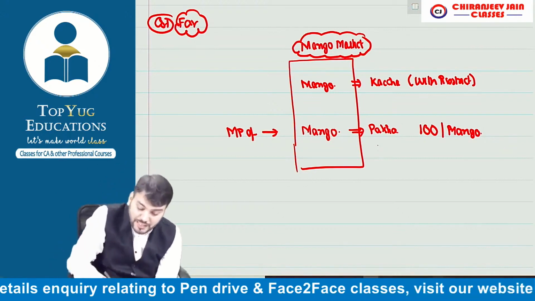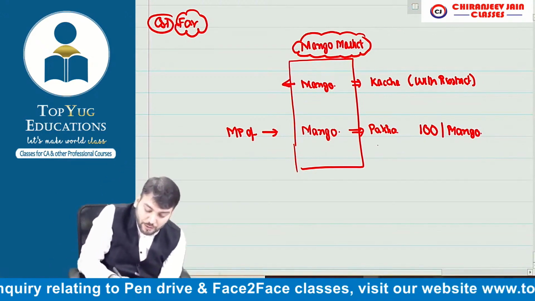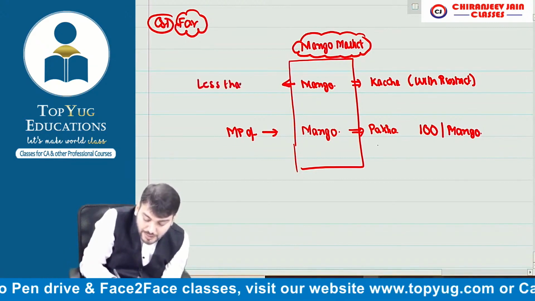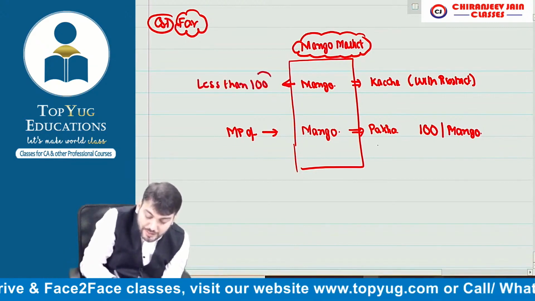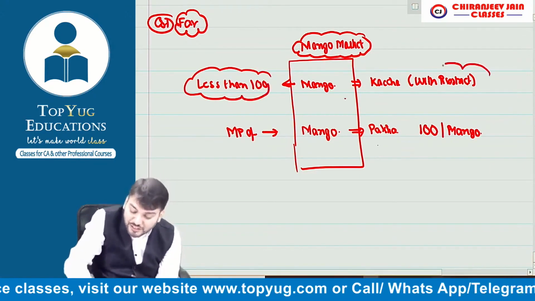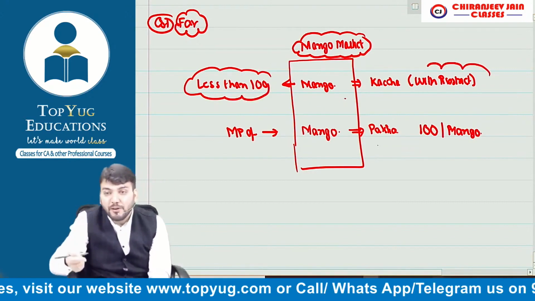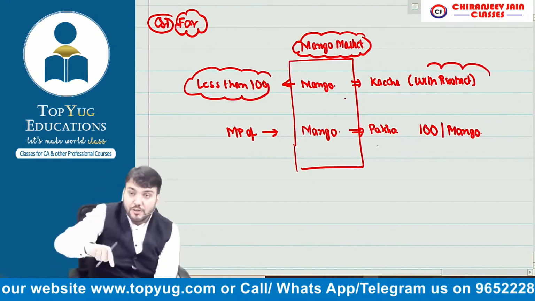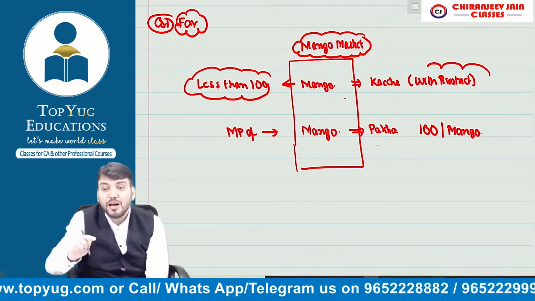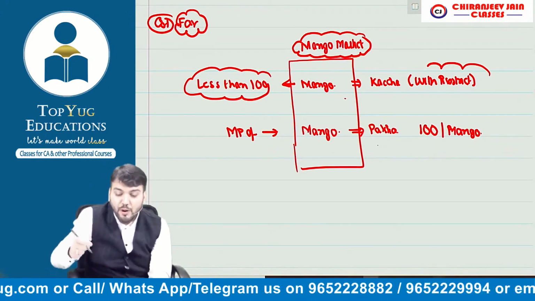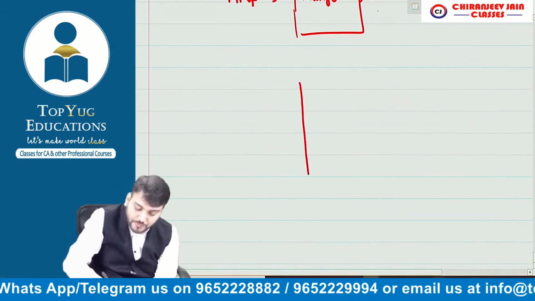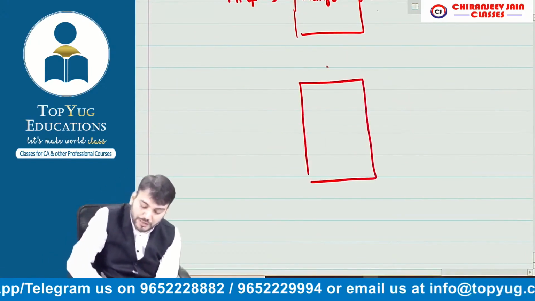Correct. So if you want to buy a raw mango, of course you will pay less than what? Less than 100. Less than 100 means the value of a mango with restriction will always be less than the value of a mango without any restriction. Now come to the stock market.